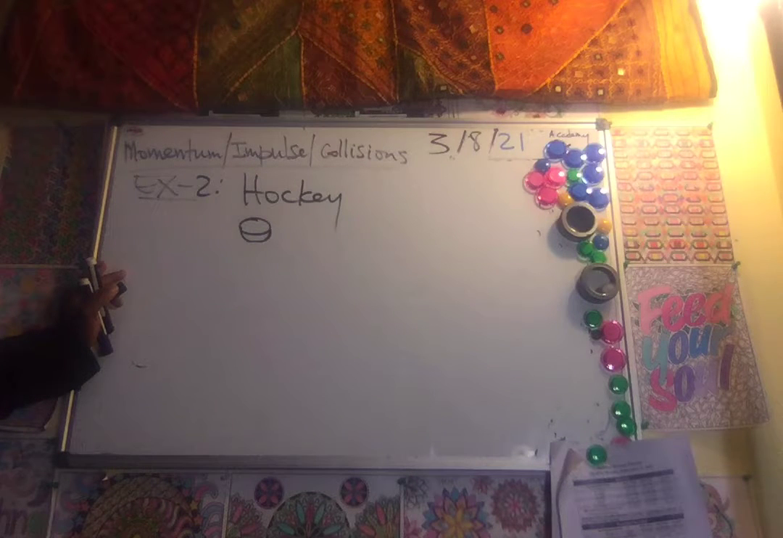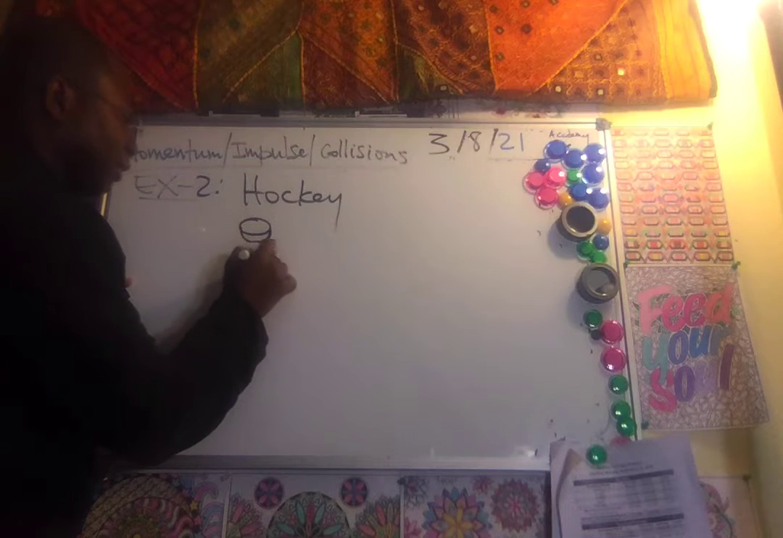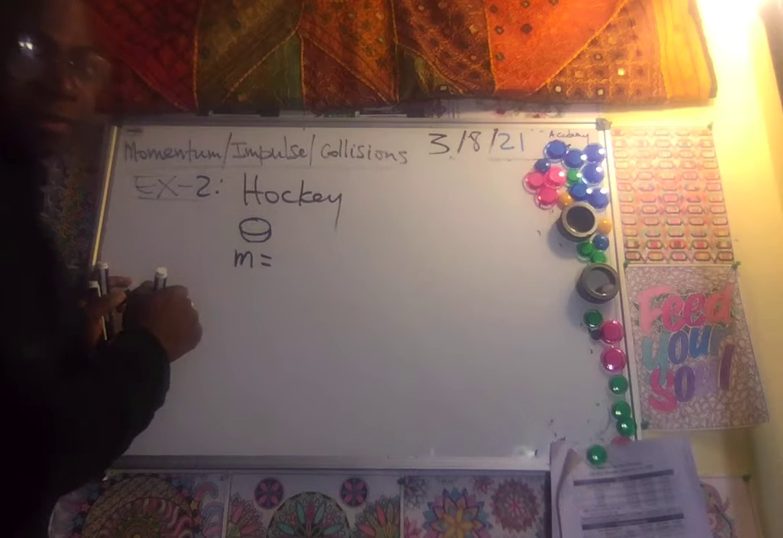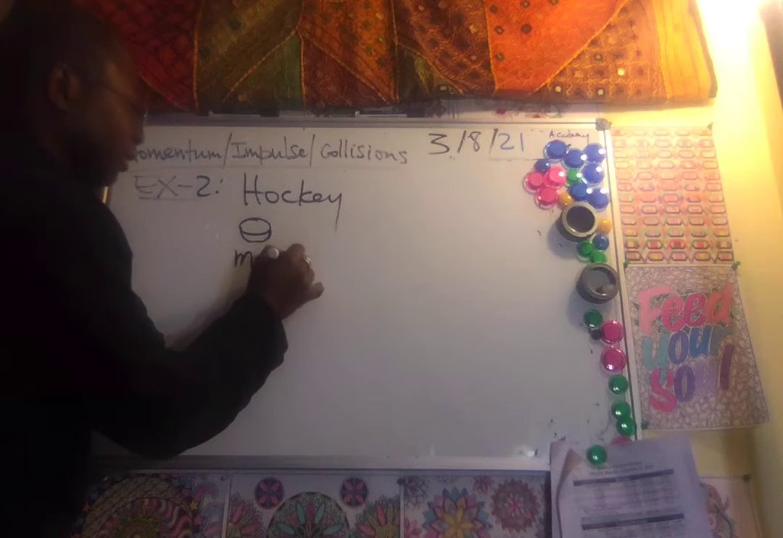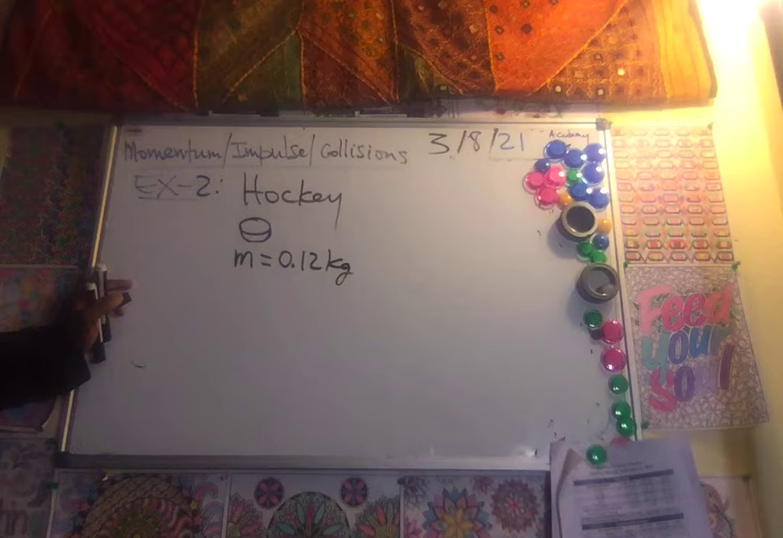So let's say in a hockey game, right? Let's say you know the mass of the hockey puck, about maybe 0.12 kilograms. Okay? It's heavier usually than the golf ball. Okay, it's much heavier. It's some type of plastic. Right? It's a little heavier. Right? Let's say the mass is 0.12 kilogram.